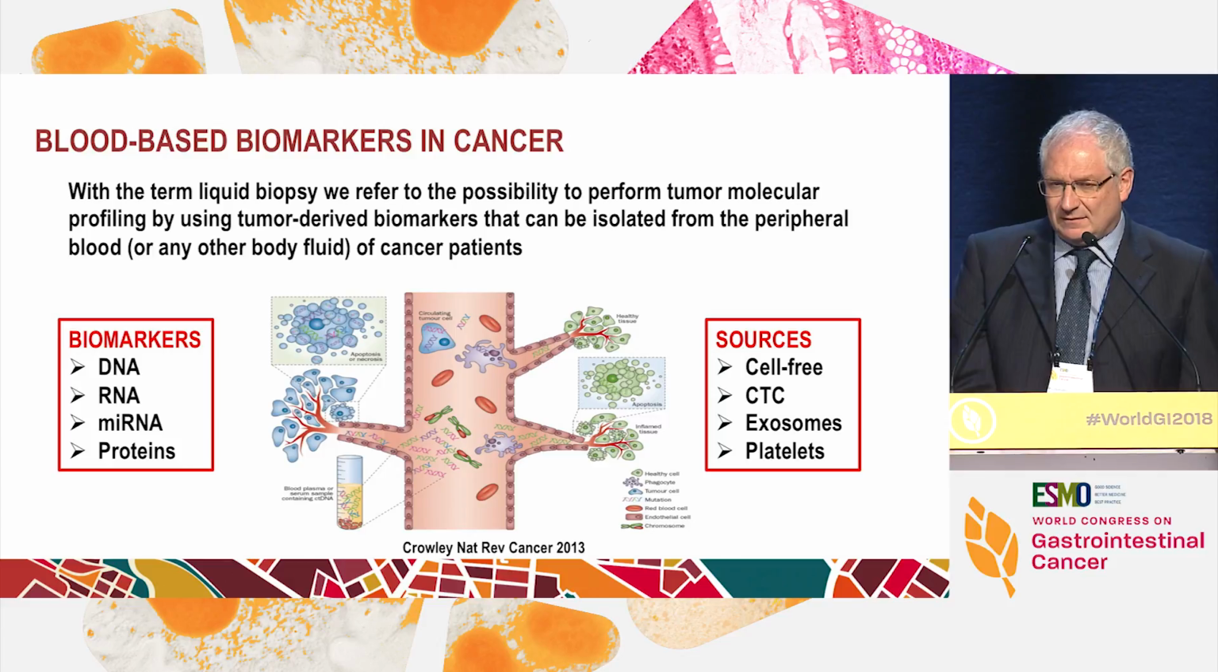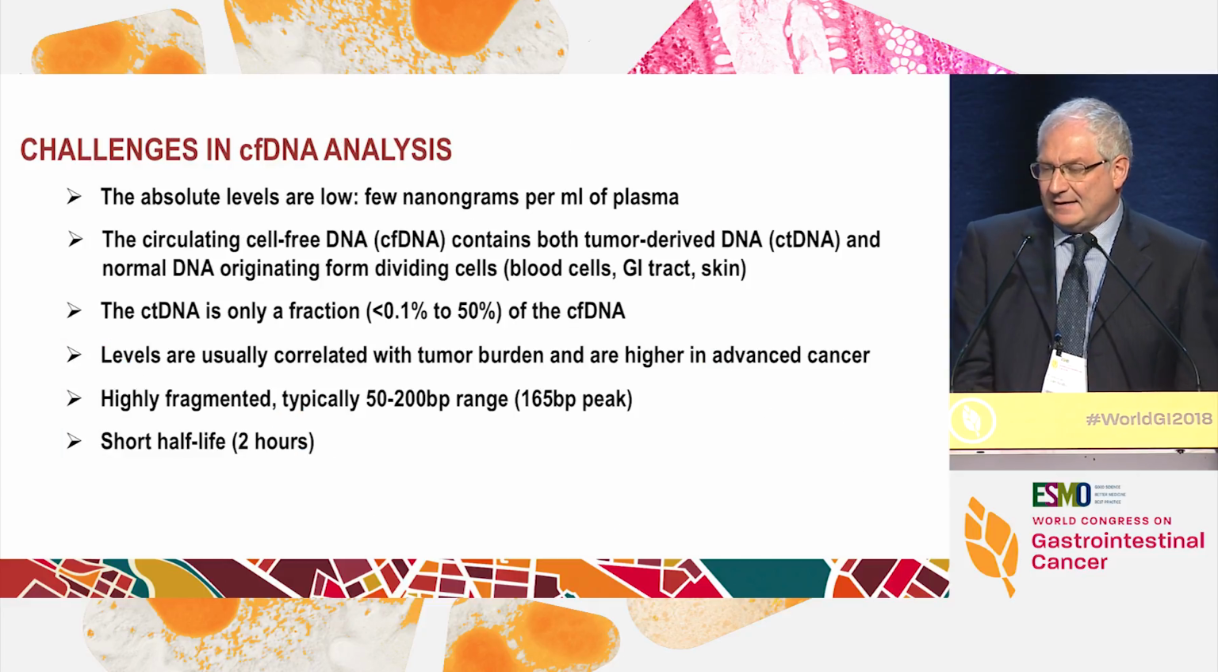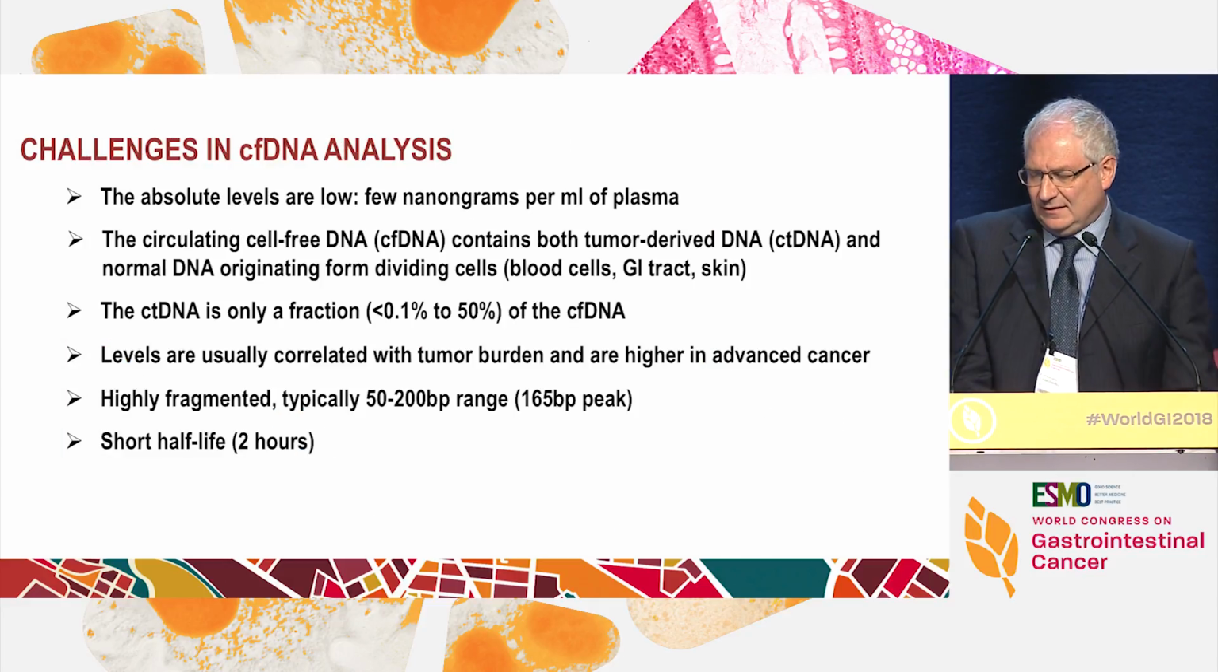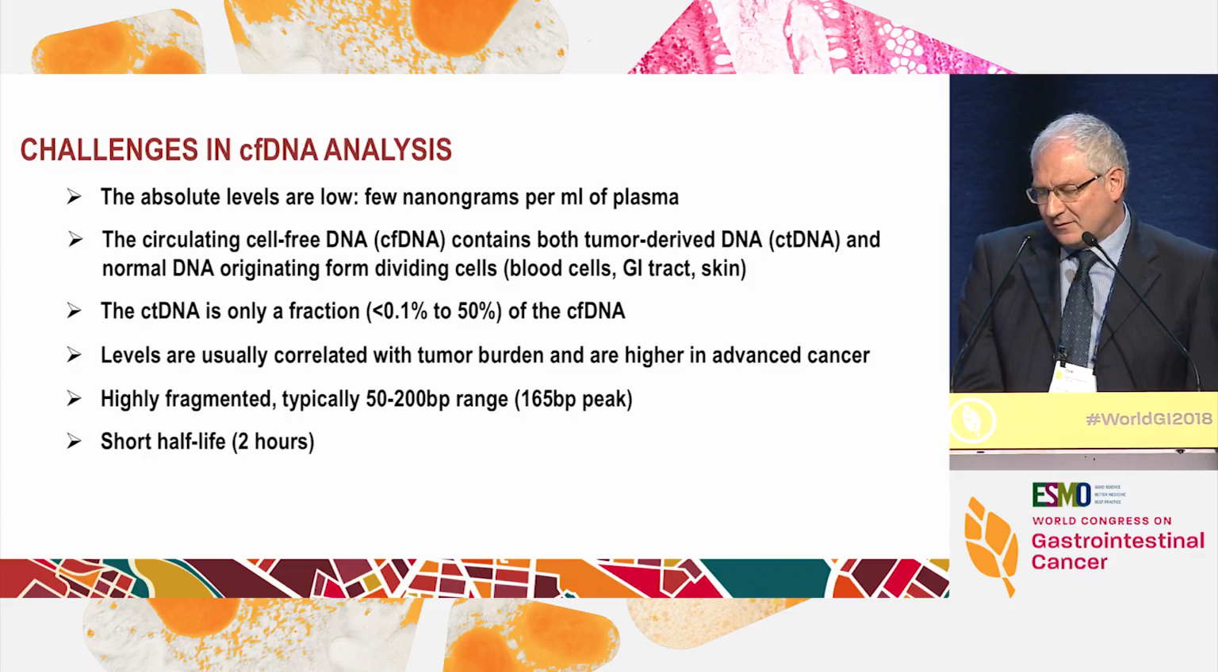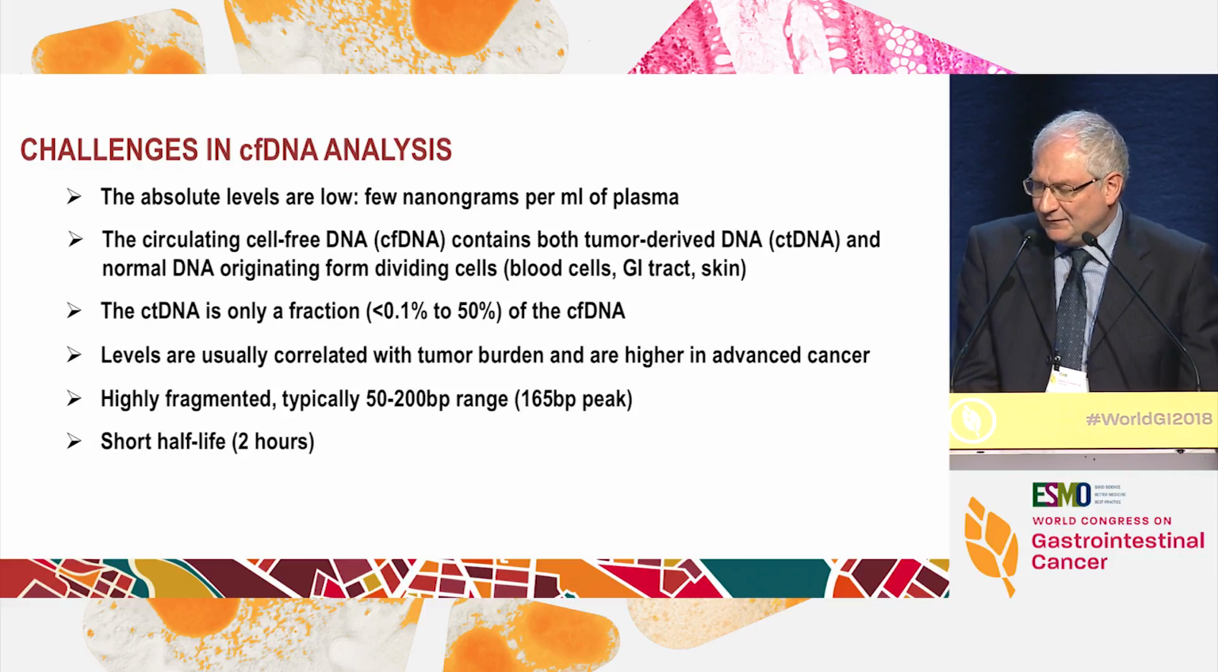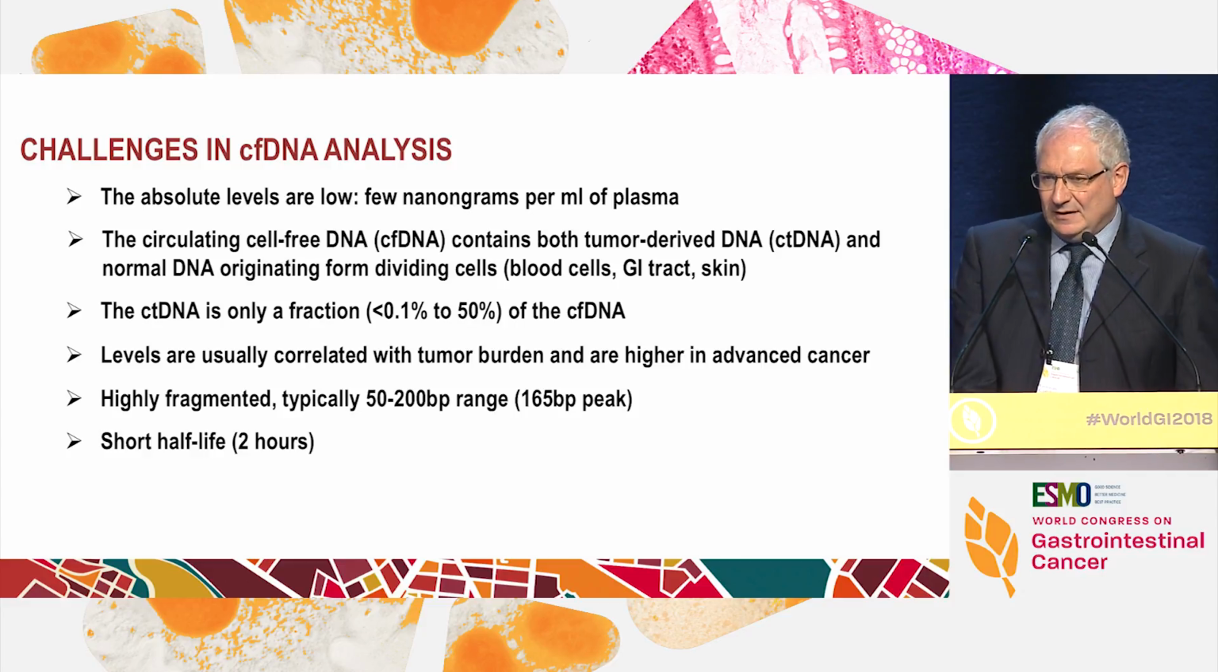And we must remember the sources are very different, from cell-free circulating nucleic acid to circulating tumor cells, from exosomes, and even from platelets. There are a few important challenges that we are still to solve for the analysis of circulating free DNA. First of all, the absolute levels are very low, although with the more recent techniques, especially when we use multi-gene assessment by next-generation sequencing techniques, even a few nanograms per ml of plasma can be detectable and measured.